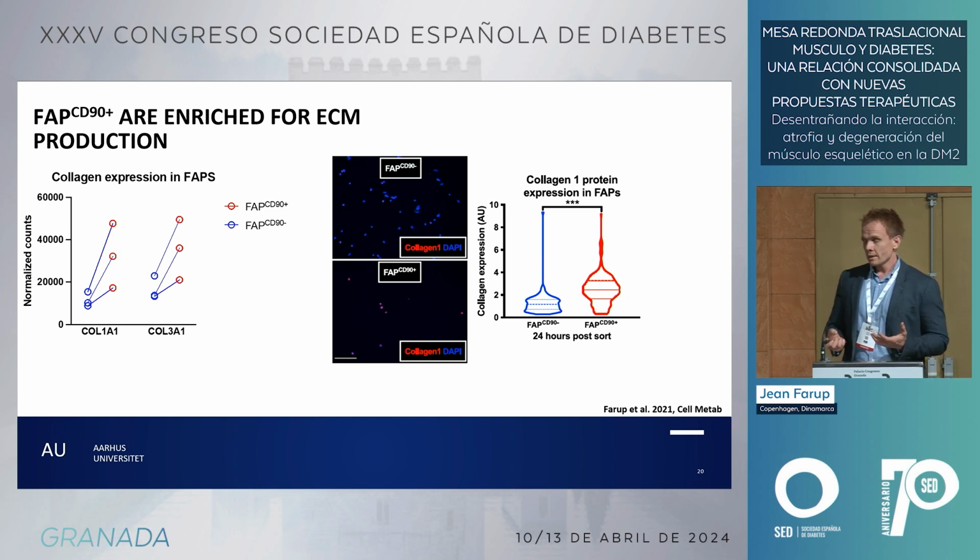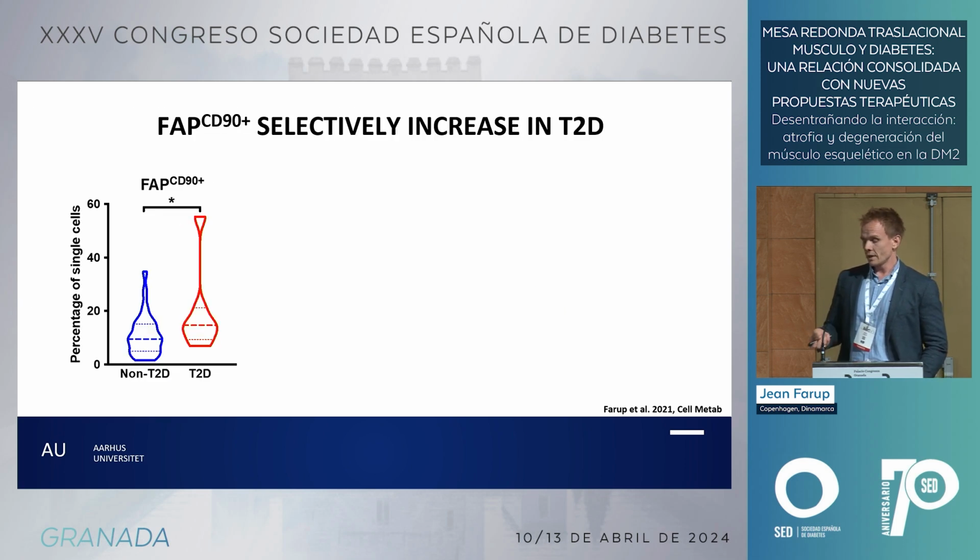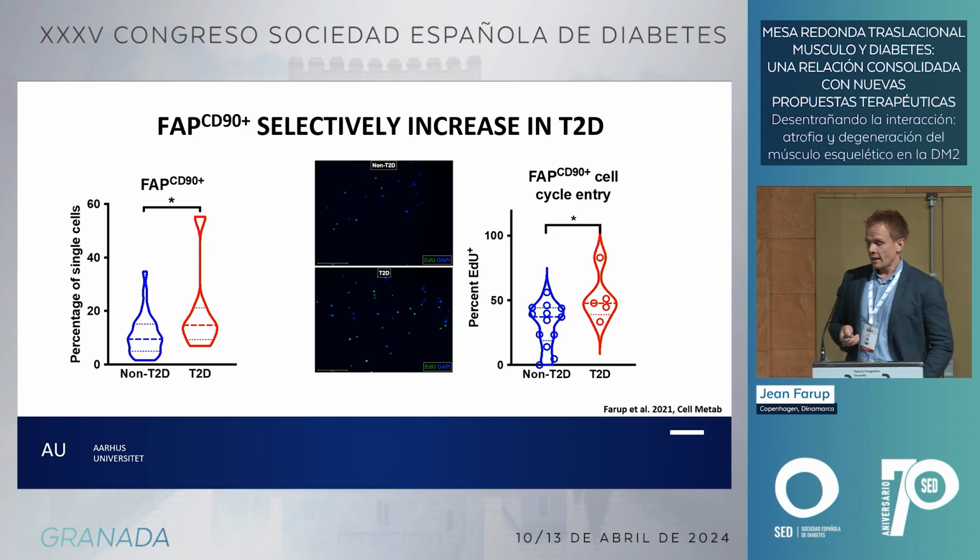So based on this, we hypothesized that this could be the cell fraction that is really driving the fibrogenic remodeling in these type 2 diabetic muscles. And indeed, when we look at type 2 diabetic muscles, we do see an increase specifically in this population. And even when we look specifically at this population, the cells that derive from type 2 diabetic patients are still more capable of entering the cell cycle, suggesting to us that they have really been primed in the environment to divide.